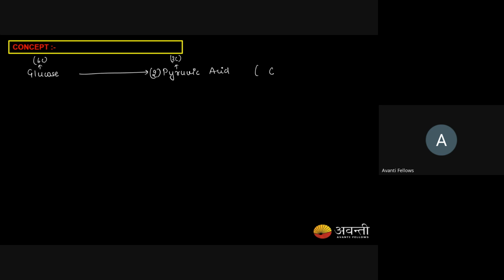Then this process is known as glycolysis, which is a 10-step process. And what is the site of glycolysis? Glycolysis is carried out in the cytoplasm. साइटोप्लाज्म के अंदर ये प्रोसेस हो रहा है.